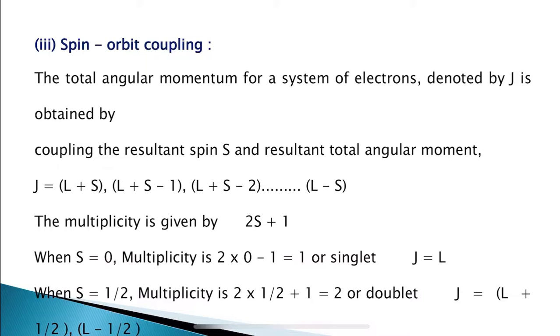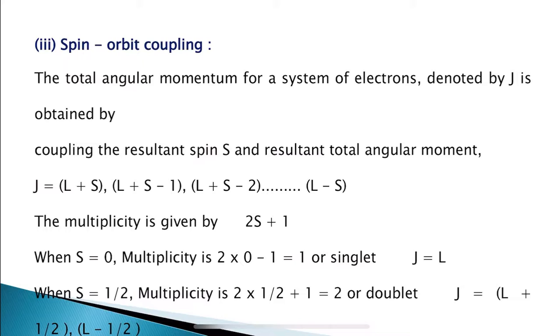Now suppose there is more than one electron, what happens? Definitely we will have more orbital angular momentum and more spin angular momentum possessed by each electron revolving around the nucleus. Then the condition becomes very complex. Suppose only one electron is present, then we can calculate the orbital angular momentum possessed by that particular electron, and the spin angular momentum possessed by that particular electron.